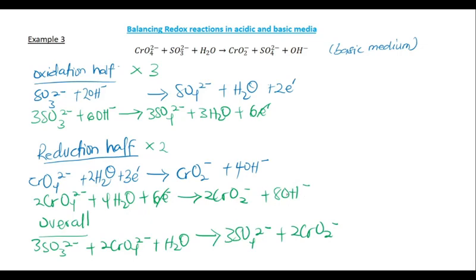Then we have 8 OH- over here, we have 6 over here. So if we do the subtraction, we are going to get what? 2 OH- at this side of the reaction. So this is how we balance redox reaction in both acidic and basic medium.